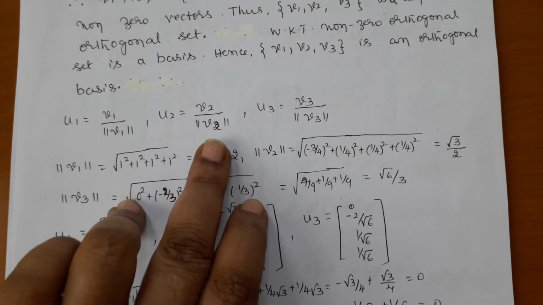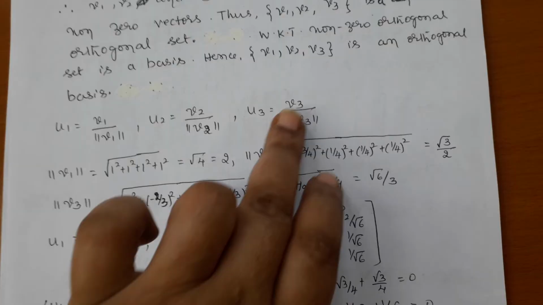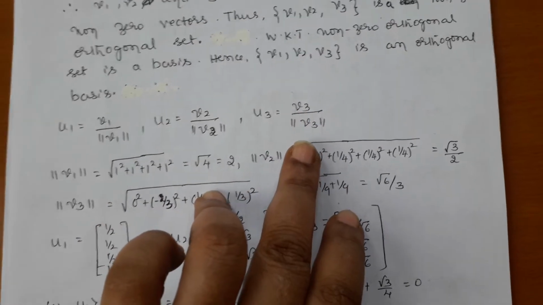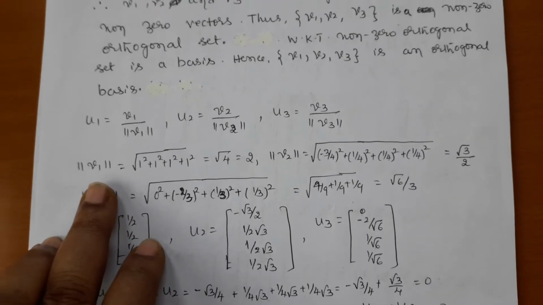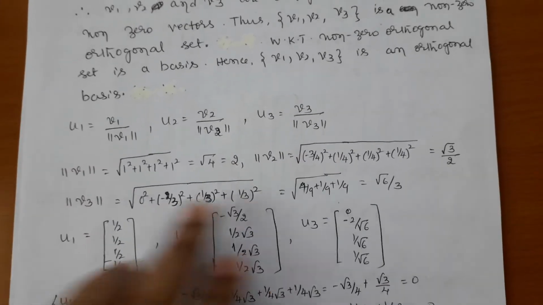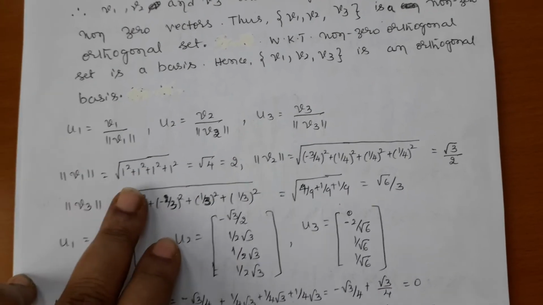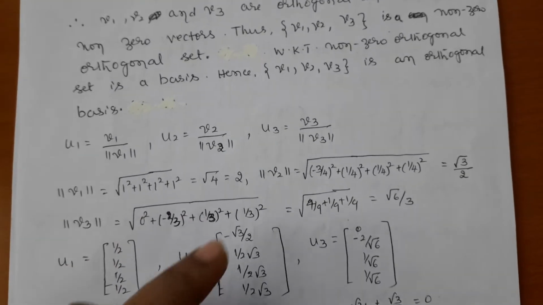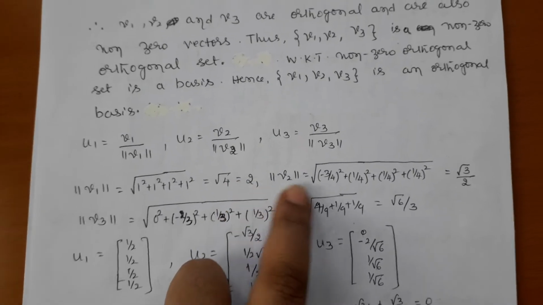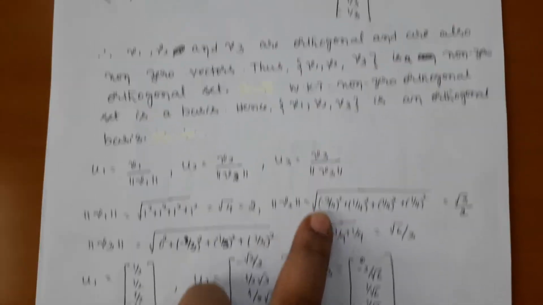U2 is nothing but V2 divided by norm of V2, and then U3 is nothing but V3 divided by norm of V3. You know how to find the norm of V1, norm of V2 and norm of V3. Norm of V1 is nothing but the square root of the square of each value of V1: 1 square plus 1 square plus 1 square, we get 2.